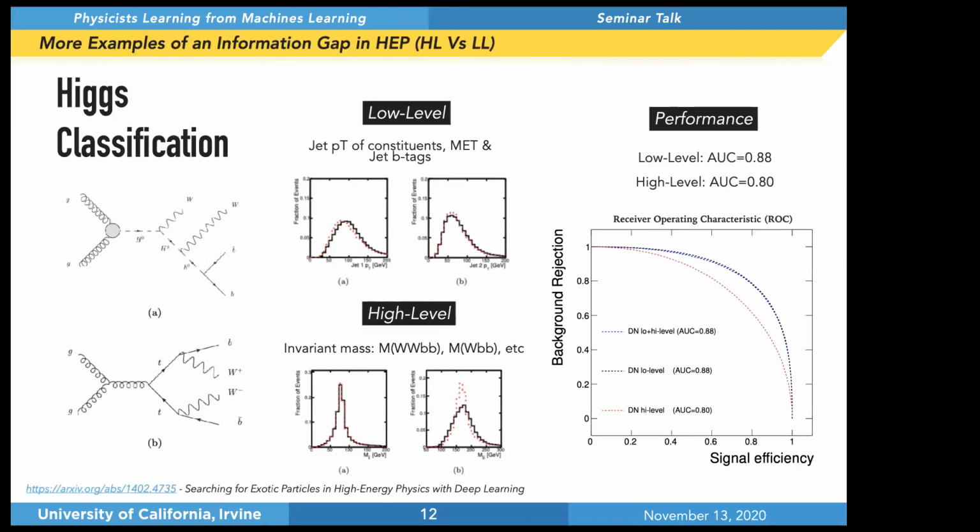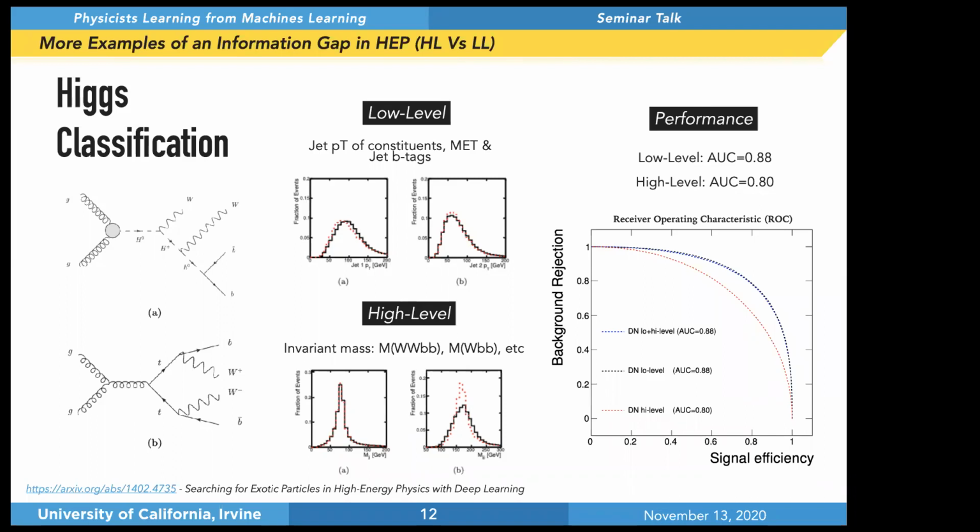And on top of that, this isn't an uncommon problem. So we have a few different papers on arXiv where you see this sort of low-level, high-level version. So in the previous example, we had the low level was convolutional neural nets on jet images, and the high level was things like invariant mass or n-subjettiness.